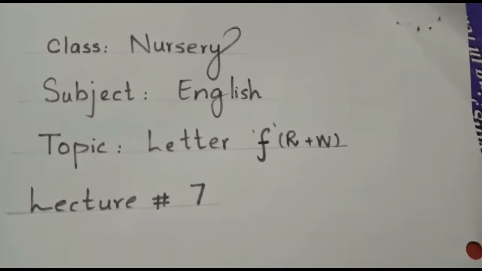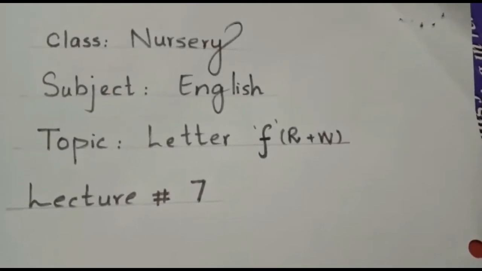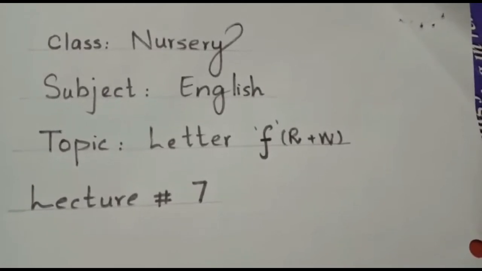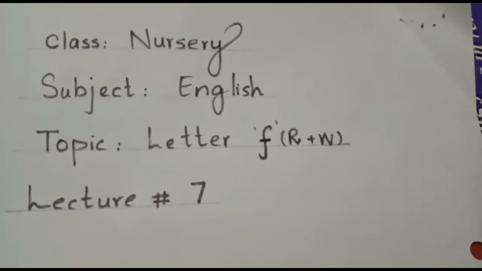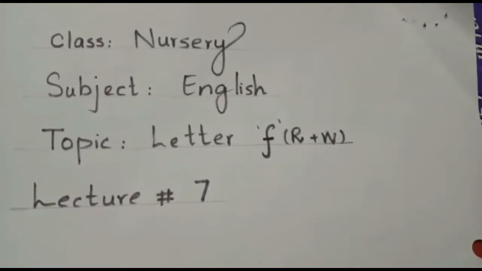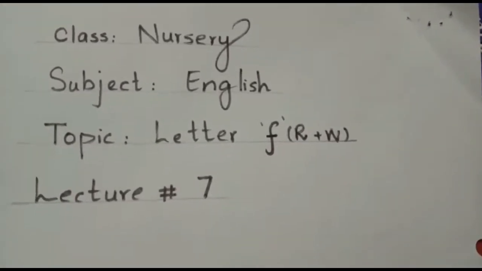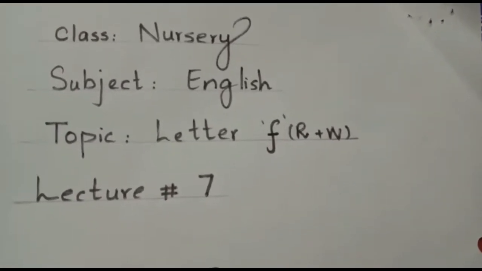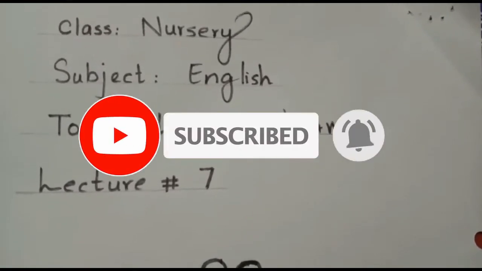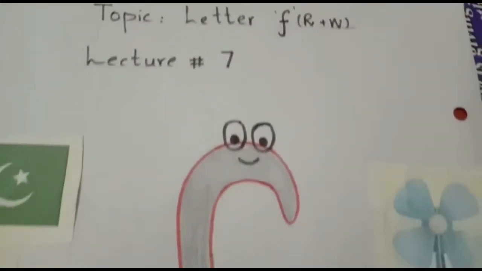Now today I am going to deliver lecture number 7 of English for class nursery, and today the topic of the lecture is letter F, reading plus writing. It means today we will do the 6th letter in alphabets. In the previous lecture we have learnt about the letter E. Now today we will do the next letter. Okay, now what comes after letter E, which is the 6th letter in alphabets?